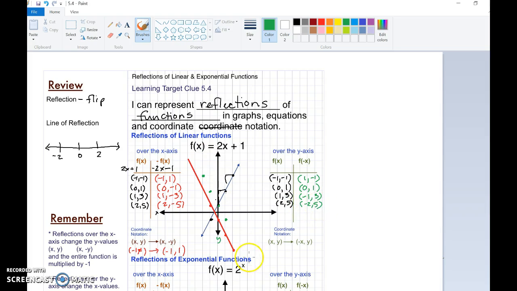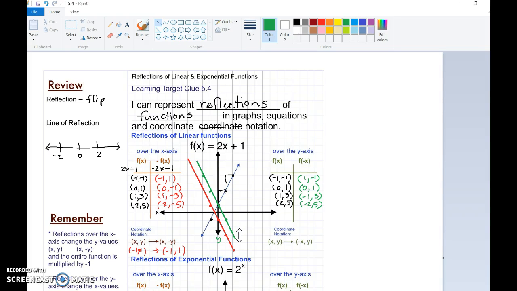And we could connect our points to make our graph, and you can see we've now flipped this over the y-axis. All right, we've flipped it over the y-axis.